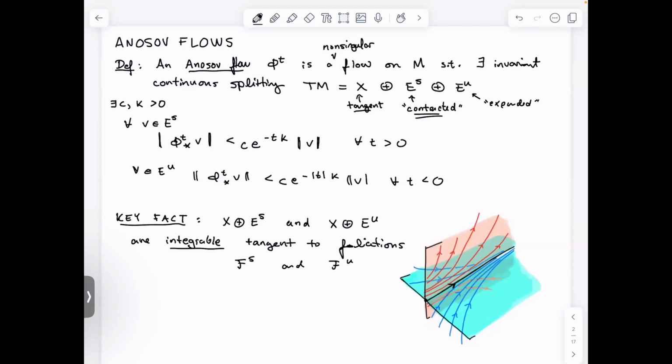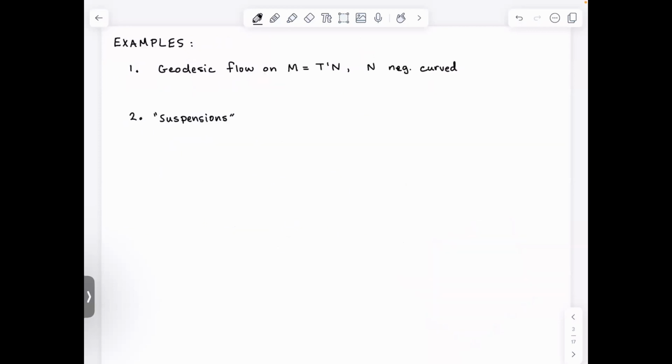Why are these interesting objects to study? Actually, let me give you some examples which will possibly answer this question. Okay, so the first example is if you take your manifold to be the unit tangent bundle of some negatively curved Riemannian manifold, and you want to understand geodesic flow. So what is geodesic flow?